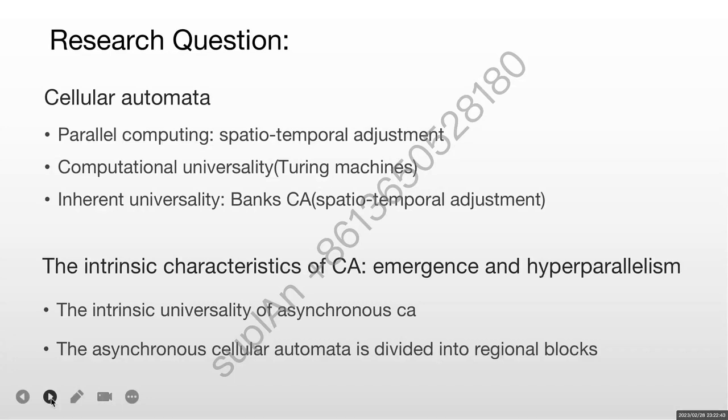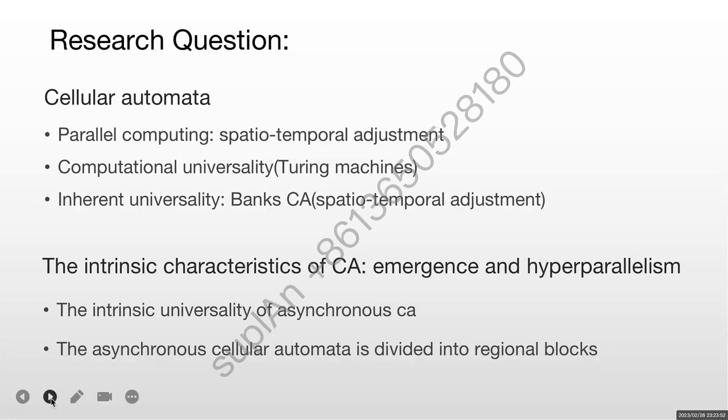The most intrinsic characteristics of cellular automata are emergence and hyperparallelism, which is an important symbol to distinguish CA from other general computing models. Therefore, the inherent universality of CA should not only be limited to the Turing machine, logic circuit, and other general models, but also reflect its ultra-parallel computing capability. Referring to synchronous CA, the intrinsic universality of asynchronous CA should include the computing power to effectively simulate other general-purpose CA. How to establish the formal definition of the two kinds of simulation is also one of our research topics.